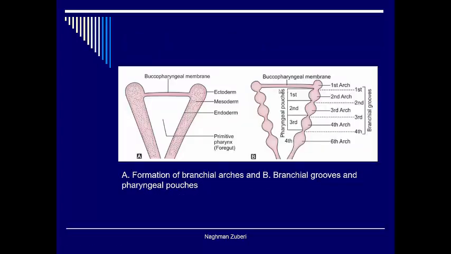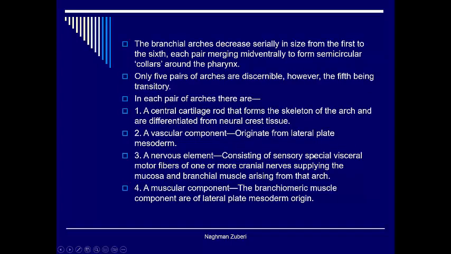Here we can see formation of the branchial arches, branchial grooves and pharyngeal pouches. So they start forming. This is the buccopharyngeal membrane, ectoderm, mesoderm, endoderm, and this is the primitive pharynx, the foregut. So the arches are appearing, and the grooves, and then the pouches. The branchial arches decrease serially in size from the 1st to the 6th, each pair merging mid-ventrally to form semicircular collars around the pharynx. Only 5 pairs of arches are discernible, however, the 5th being transitory.